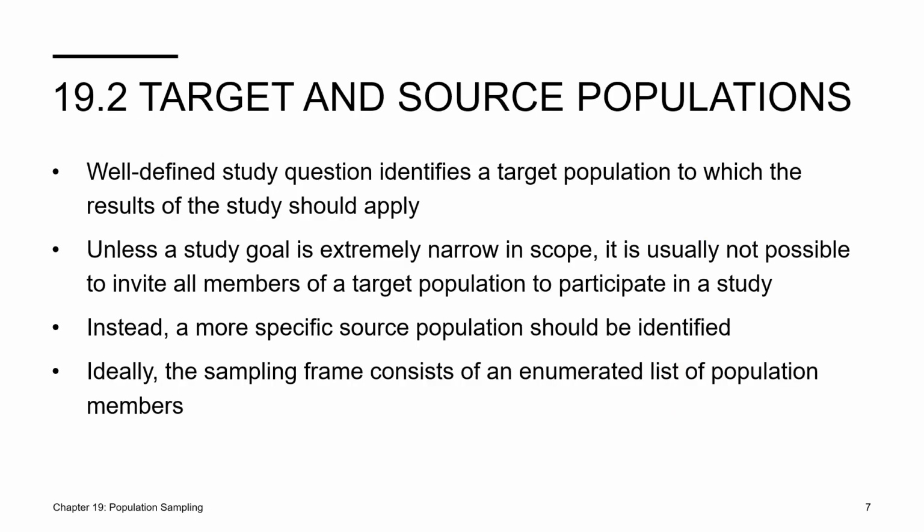Section 19.2 covers target and source populations. A well-defined study question identifies a target population to which the results of the study should apply. Unless the study goal is extremely narrow in scope, it is usually not possible to invite all of the members of a target population to participate in the study. Instead, a more specific source population is identified, and then the sampling frame consists of some sort of list of population members that can be selected.